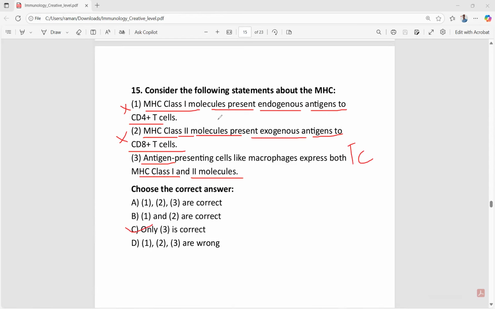Remember this well. MHC1 presents antigens to CD8. And MHC2 presents antigen to the CD4 cells. CD8 is TC cells, that is cytotoxic cells. CD4 is T helper cells. Okay. Option C is the right answer.